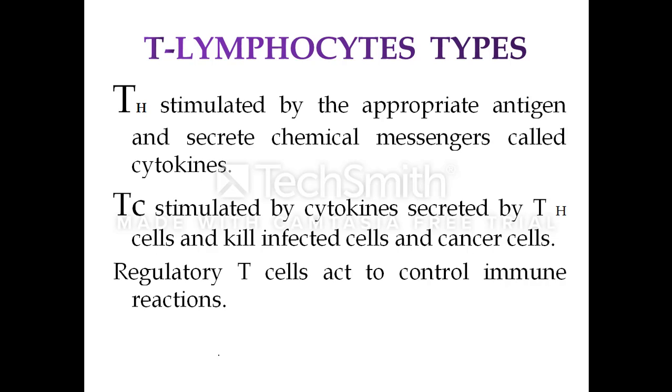So TH cells produce cytokines and they activate phagocytosis or they activate the B lymphocyte, and at the same time they activate the TC cells. The TC cells exhibit cytotoxicity by killing the infected cells and the cancer cells. So these are also called killer T lymphocyte or cytotoxic T lymphocyte.